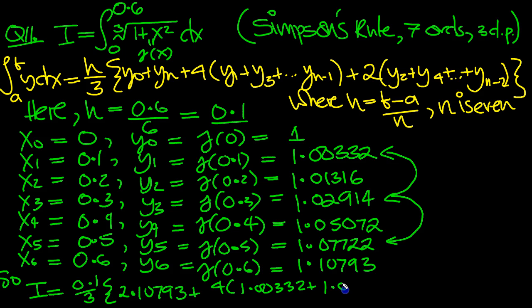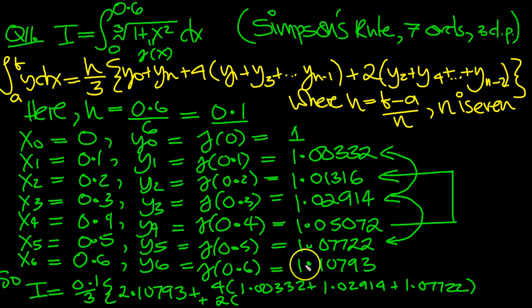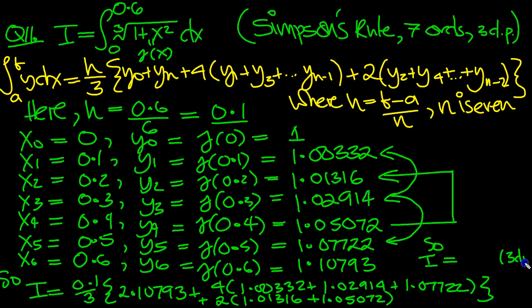1.00332 plus 1.02914 plus 1.07722, close that bracket, plus 2 times the evens. Here's the evens between the first and the last. So there they are there. So we need to put those, 2 of those. So this one, 1.01316 plus 1.05072. Close bracket and then close the bracket at the end. And we can write I equals to 3dp here.